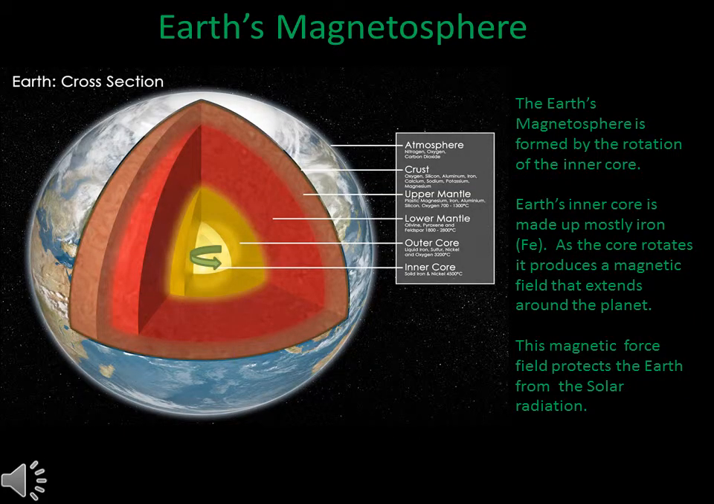Earth's magnetosphere. As seen here in this cross-section of the Earth, the Earth's magnetosphere is formed deep within the Earth, in the inner core. Earth's inner core is made up of mostly iron. As the core rotates, it produces a magnetic field that surrounds the planet. This magnetic force field protects the Earth from solar radiation.